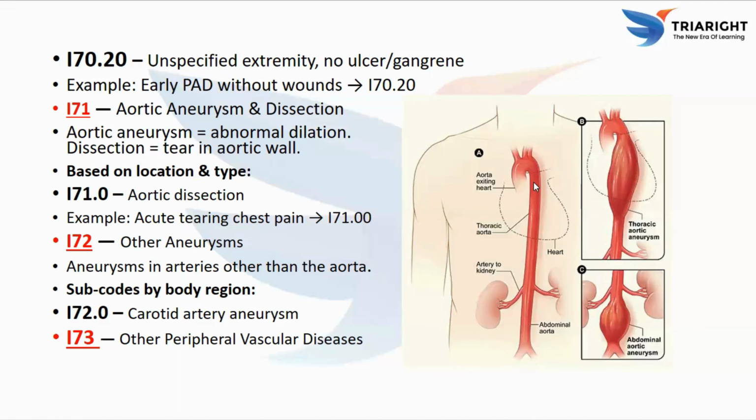Next, coming to picture C, this shows a bulge in the abdominal aorta below the kidneys. This is the most common type of aortic aneurysm. So what is the ICD-10 code related to abdominal aortic aneurysm? It is with or without rupture. You have to assign the code I71.3 to I71.4 for abdominal aortic aneurysm.